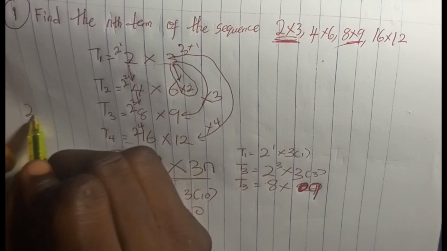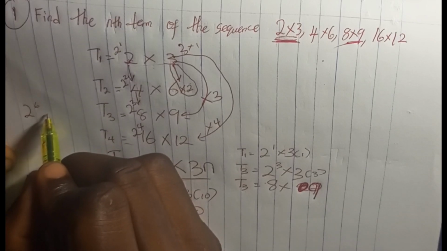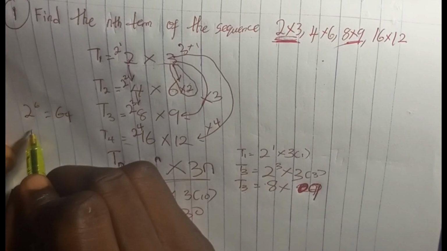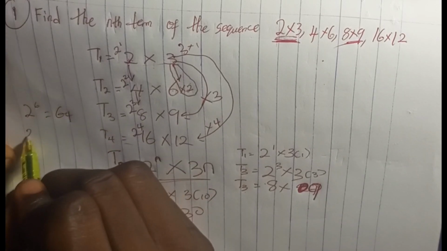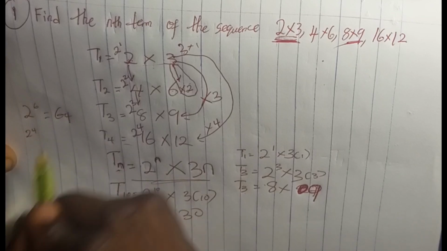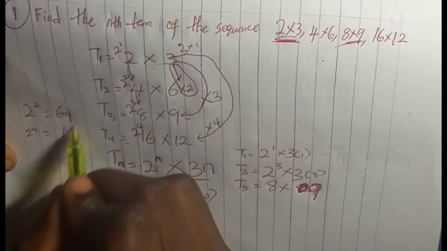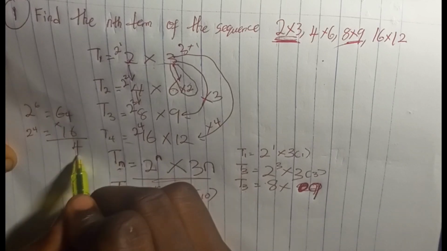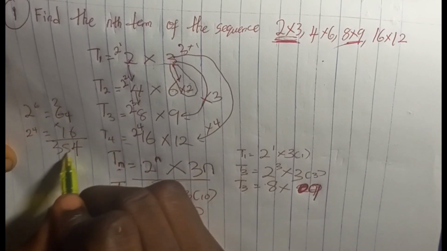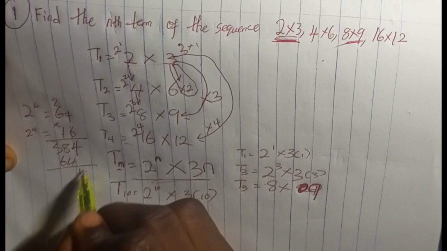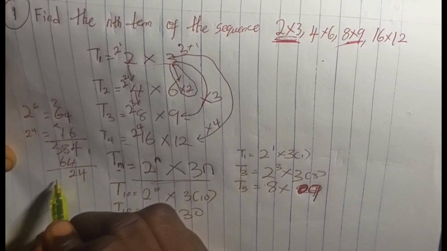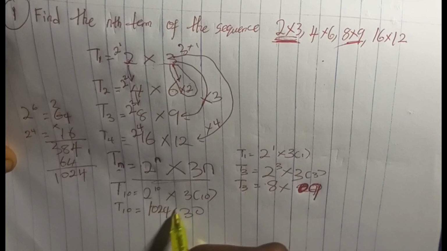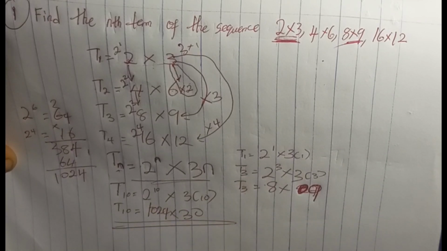So for 2 raised to power 10, we know that 2 raised to power 6 is 64. So remaining 2 raised to power 4, which is 16. So if we multiply 16 by 64, 6 times 4 is 24, we have 4 carry 2, 36, 38, and so on. So we have 2 raised to power 10 as 1024, times 30. So this is the T10.